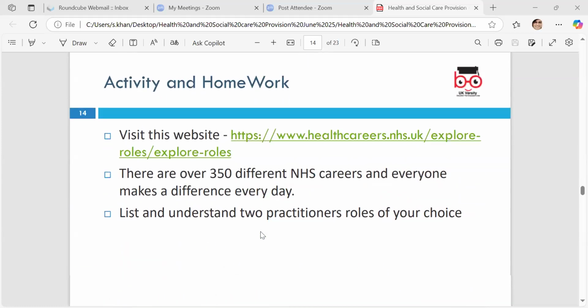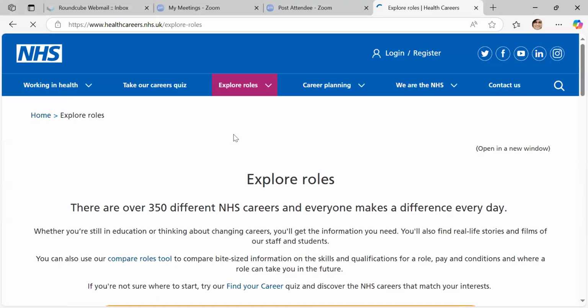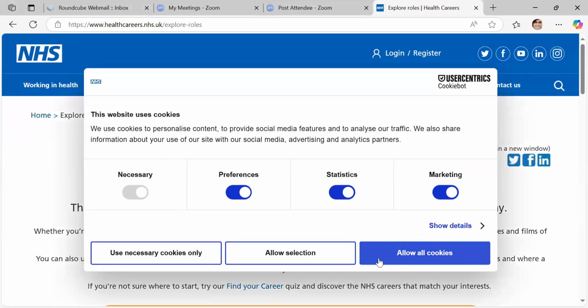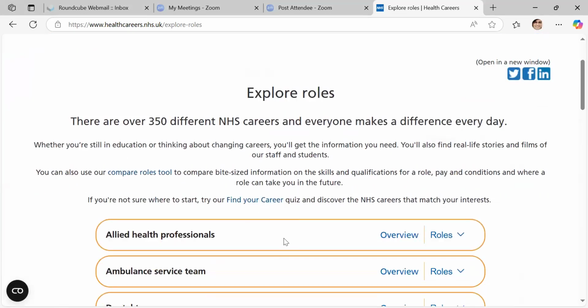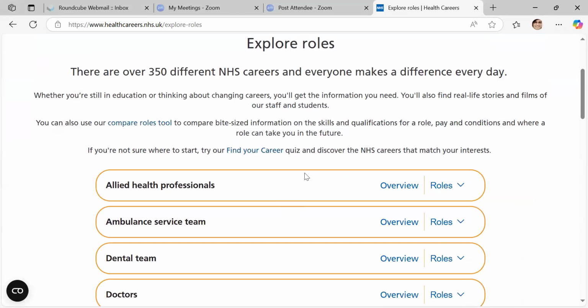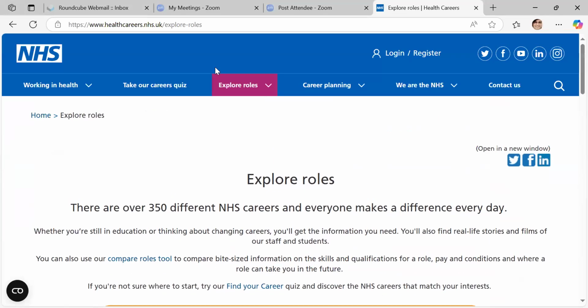The next one is an activity for you to do at home. So visit this online health and care website here, and explore different roles. There are 350 different NHS roles, and everyone makes a difference. So list and understand 2 practitioners' roles of your choice. Do this for next week for the next learning outcome. If we just right click onto that, you can get it there. Can you see that? Explore the roles. Have a look and find 2 careers that you want to look at and explore them, okay?